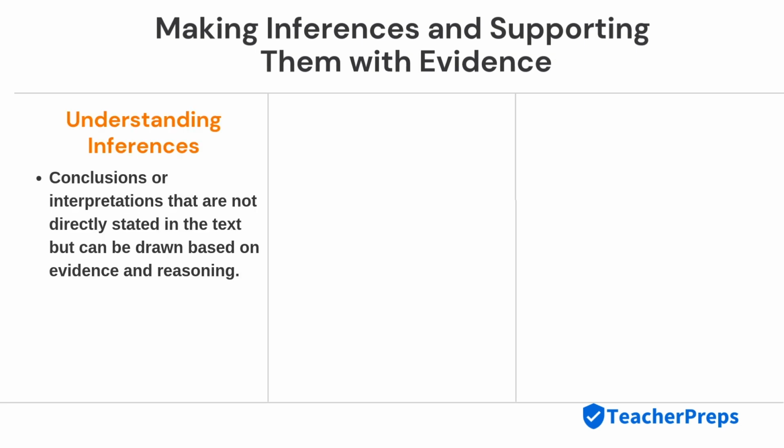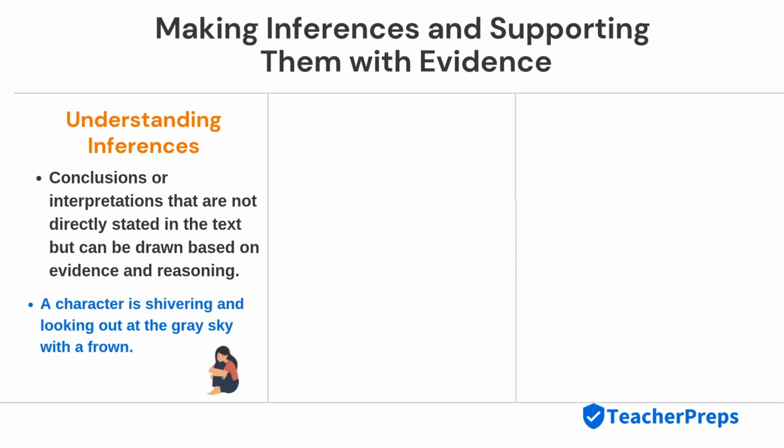Now, let's take a look at how to make inferences to support text evidence. Remember that inferences are conclusions or interpretations that are not directly stated in the text, but they can be drawn out based on the evidence that you read from the text. If a text describes a character shivering and looking out at the gray sky with a frown, we teach our students to infer that this character is more than likely feeling sad or anxious.